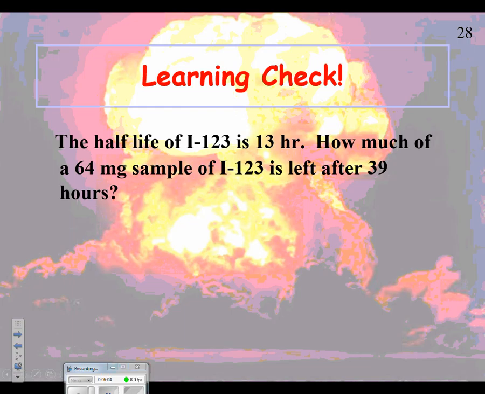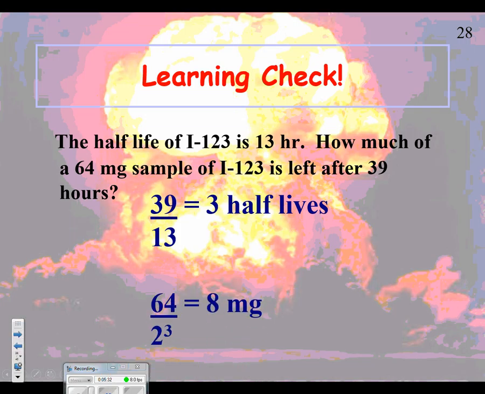How many half-lives? So how can I find out how many half-lives? Good. 39 divided by 13, which we should all be able to do in our head, is 3. So I'm going to cut it in half 3 times. 64 divided by 2 is what? 32. Divided by 2 again, 16. Divided by 2 again, 8. So I've got 8 left over. Okay? So that's a half-life. All right, so we found out how many half-lives.